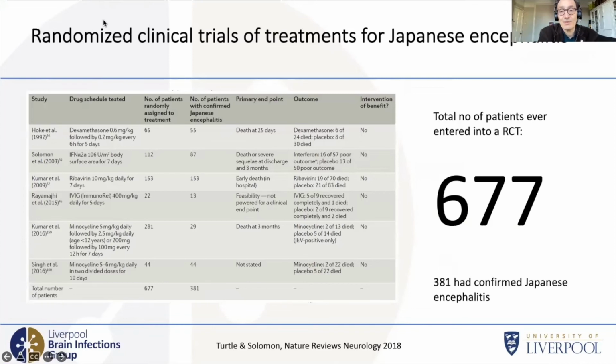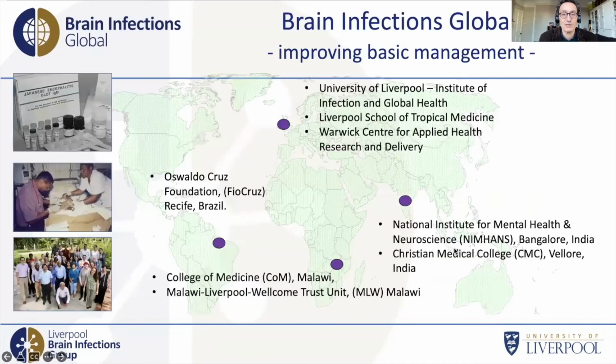And then when we're talking about clinical trials, there is clearly much more that can be done. This is Japanese encephalitis. The total number of patients that have ever been entered into trials of JE are 677, only 381 of whom had confirmed JE. So there clearly is scope for more to be done. And I think we've seen with things like the ability to rapidly recruit patients into COVID studies, not neurological COVID, but broader COVID disease, the recovery trial, then we really, I think, do have to put more effort into these types of treatment trials to answer critical questions.